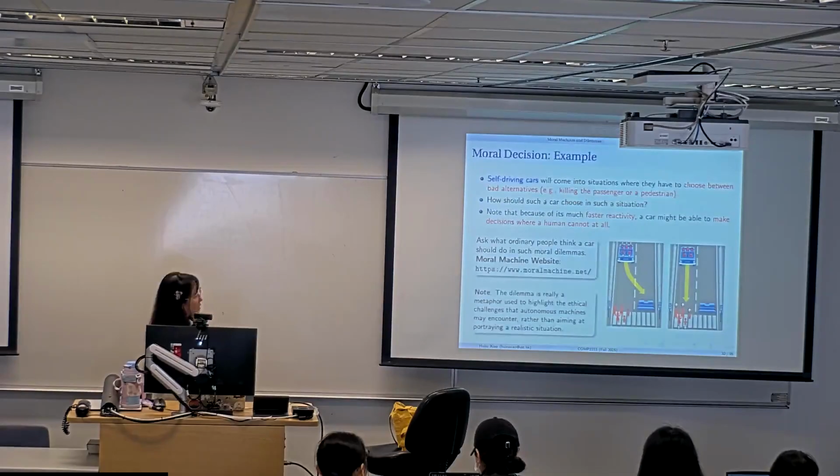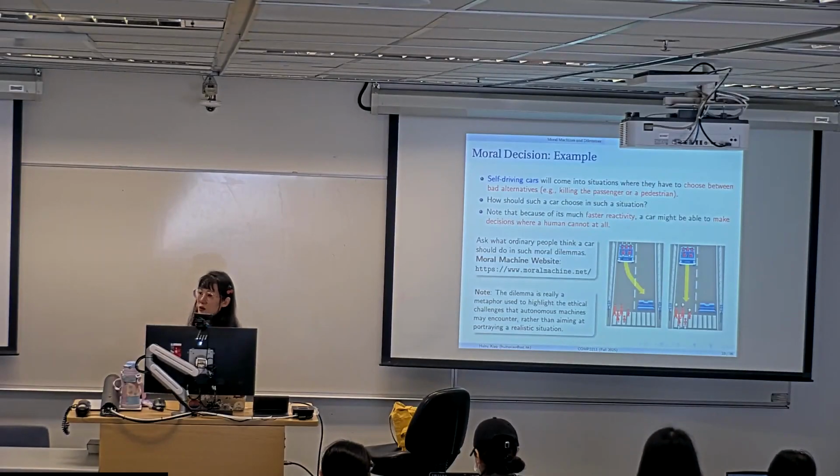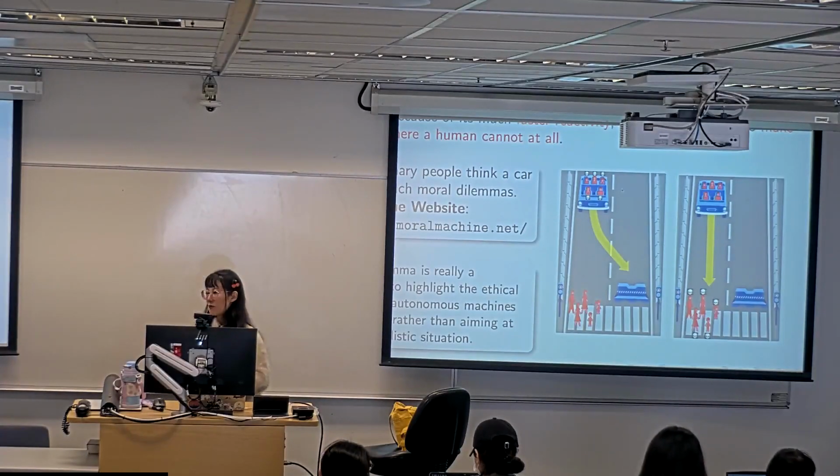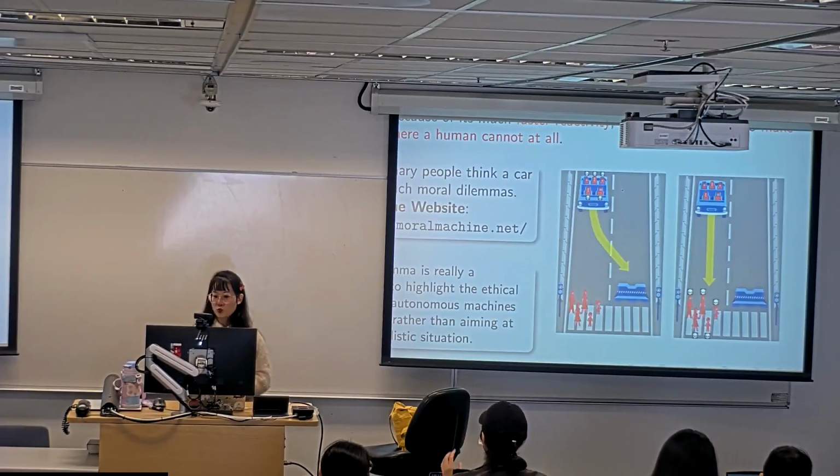And here is an example. Actually, it's a dilemma we talked about just now, the self-driving cars. This dilemma originates from the trolley problem, another very classical dilemma in ethics. We know the self-driving cars will come into situations where they have to choose between bad alternatives, for example, killing the passenger or the pedestrian, like this figure shows. Suppose in some cases, the self-driving car can only have these two bad choices, but it just has to choose one of the consequences.